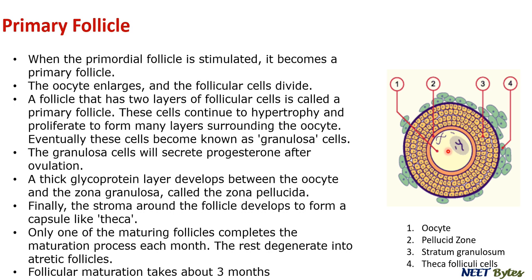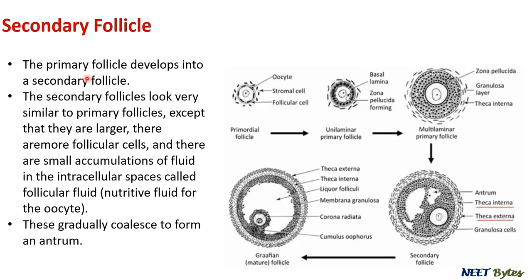Now let's talk about the secondary follicle. The primary follicle eventually develops into a secondary follicle. The secondary follicle looks very similar to the primary follicle, except that it is larger and has more follicular cells, and there are small accumulations of fluid in the intercellular spaces called follicular fluid. These gradually coalesce to form the antrum.